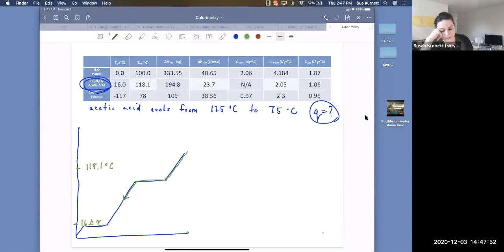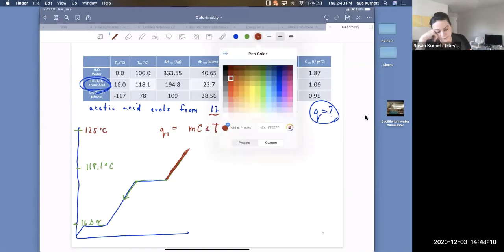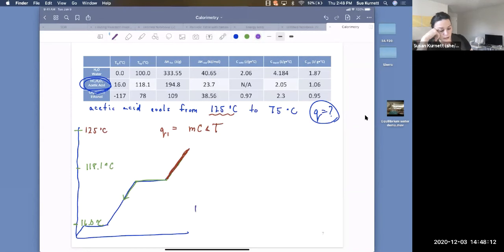And I see that I'm starting at 125, which is above the boiling point, and cooling to the boiling point. That's Q1. And then we're going to have the hot gas at the same temperature become hot liquid. That's Q2.